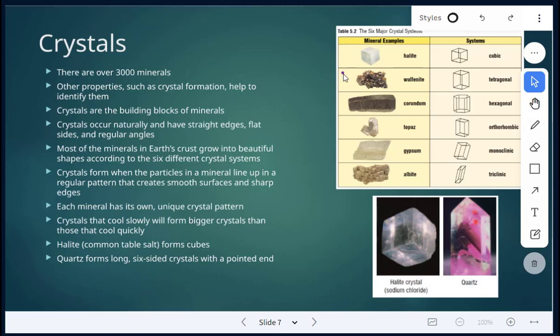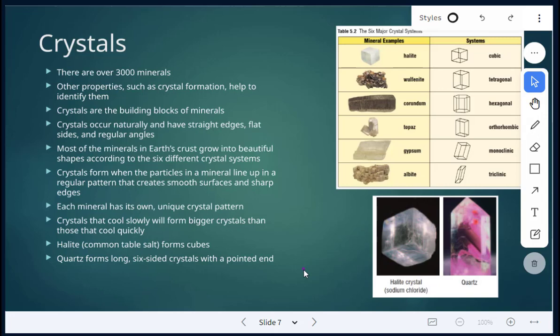So we have halite, wolfenite, corundum, topaz, gypsum, albite, and then here are their systems. Okay, so for example, halite, it has a cubic system. The wolfenite will have a tetragonal. This is hexagonal, and so on. So each mineral will have its own unique crystal pattern.